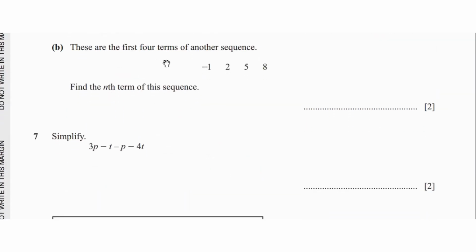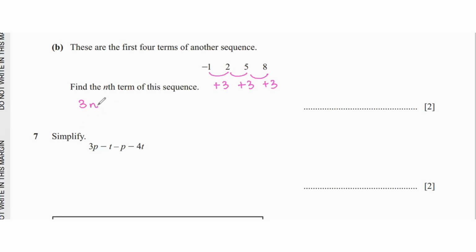Part B says these are the first four terms of another sequence: -1, 2, 5, and 8. Find the nth term of this sequence. Same thing. First, we'll find the common difference. So between -1 and 2, we're adding 3. Between 2 and 5, we're again adding 3, and same between 5 and 8. So we multiply the common difference by n.